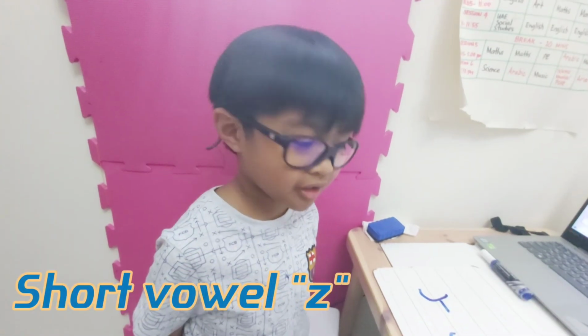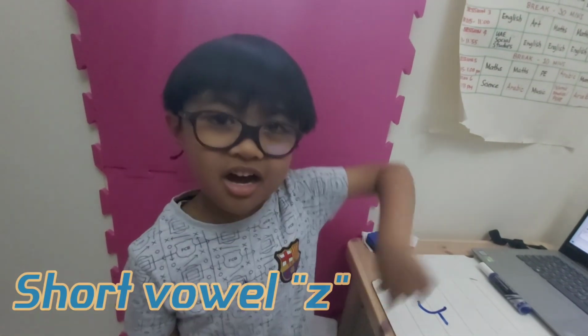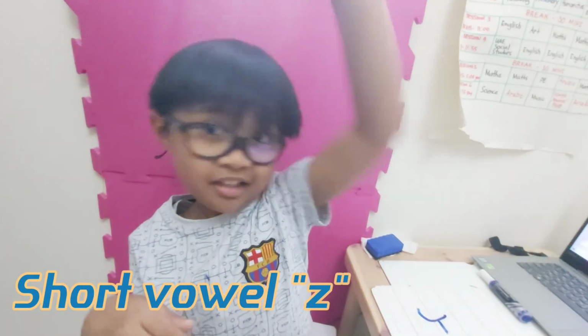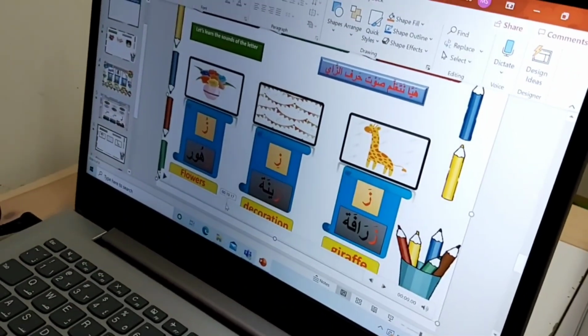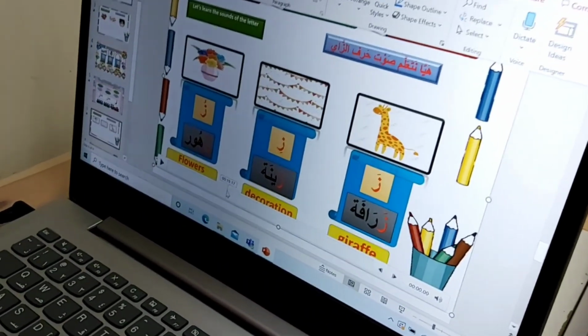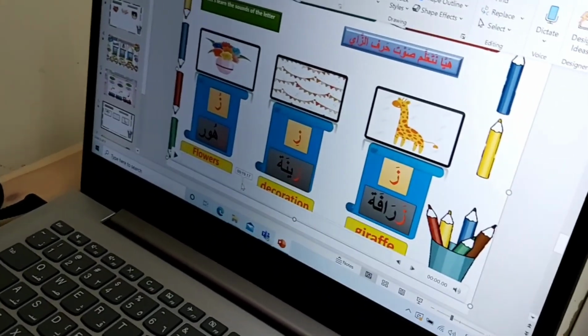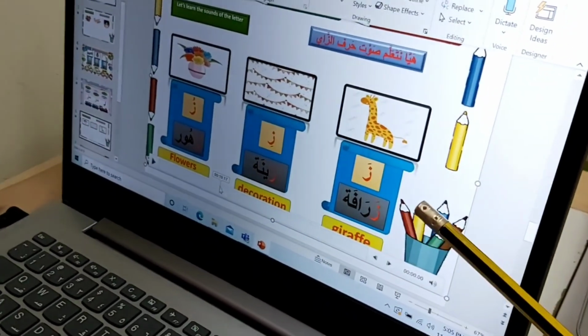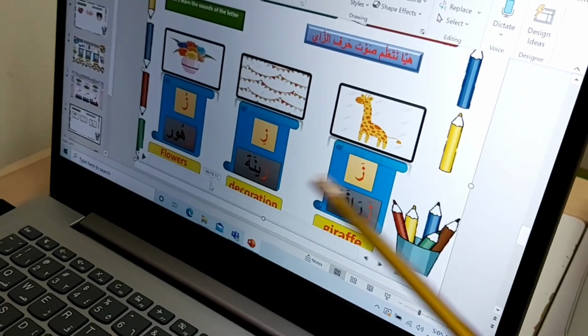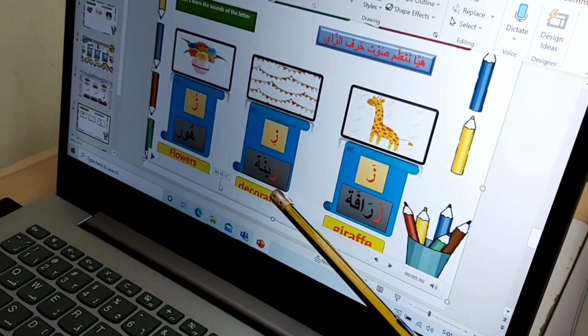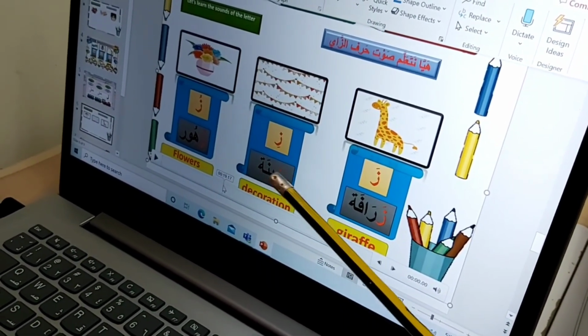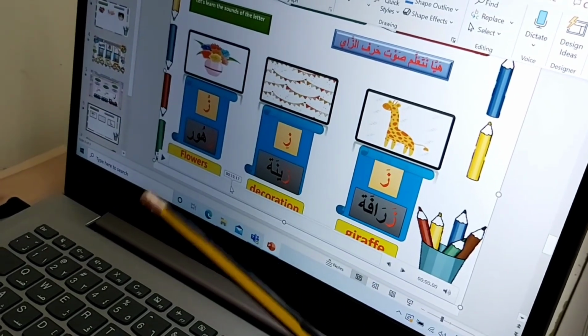Now I'm gonna show you letter Z. Okay, now we will study the short vowel for letter Z. Okay? Sarapa. This one is Sarapa. Very good. How about this one? Zino. Zina. Okay, very good.